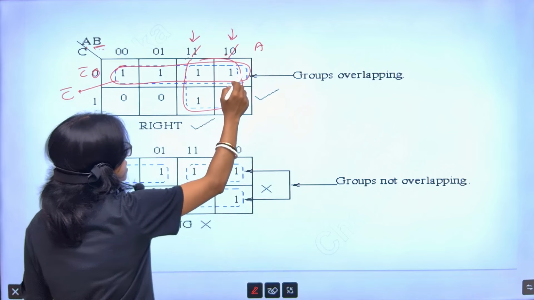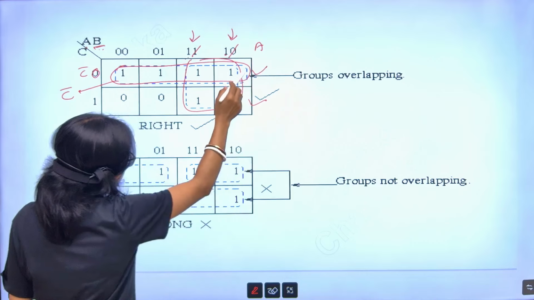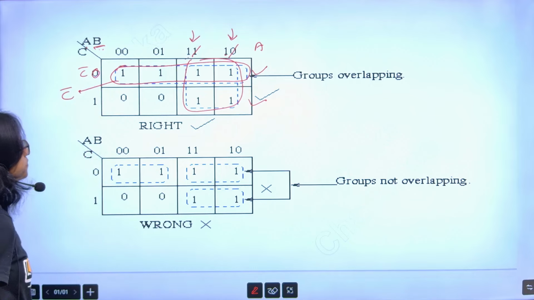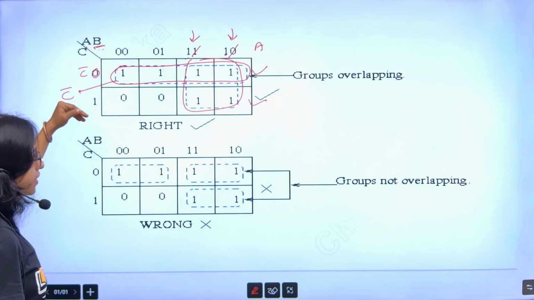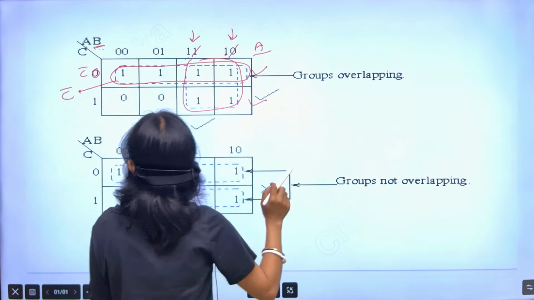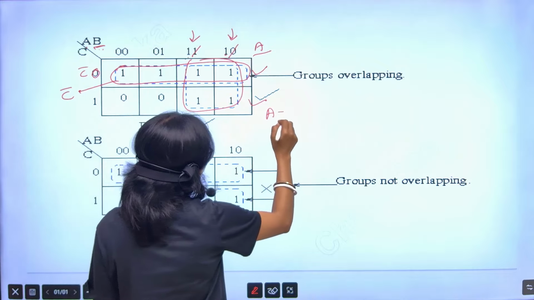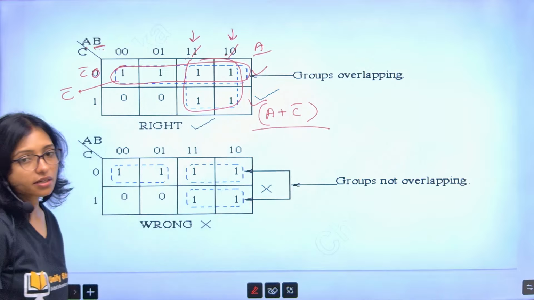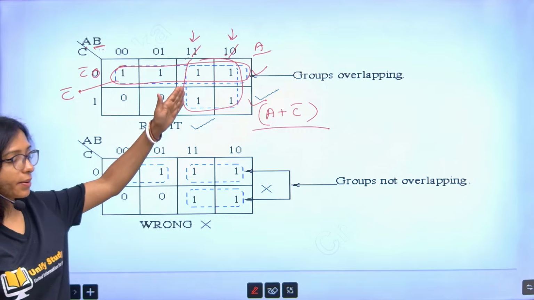Now this row and this row are involved. In this row 0 and 1 will be cancelled. This is 0, this is 1, that's why it is cancelled. So you are getting only A here. The final expression is coming A plus C bar. This is your final expression after solving this K-map.